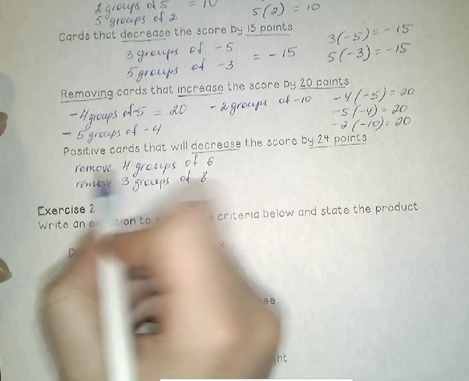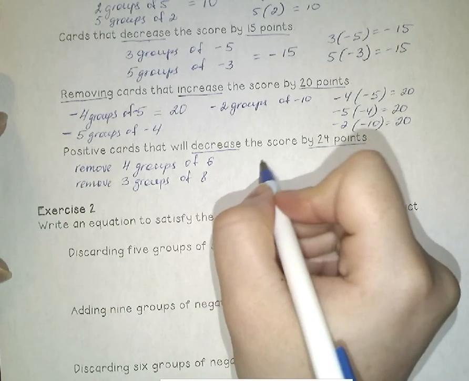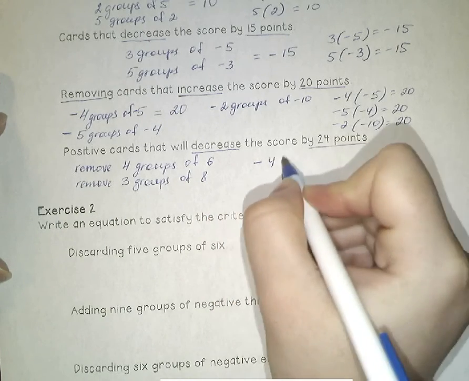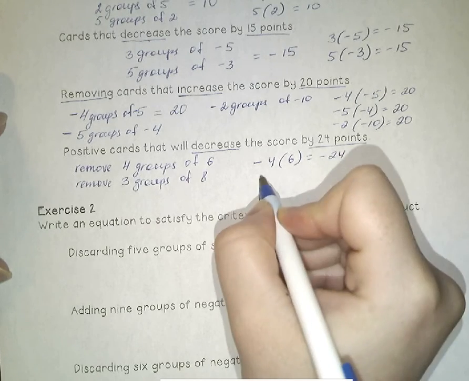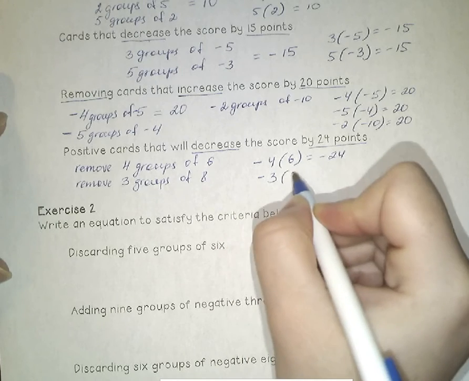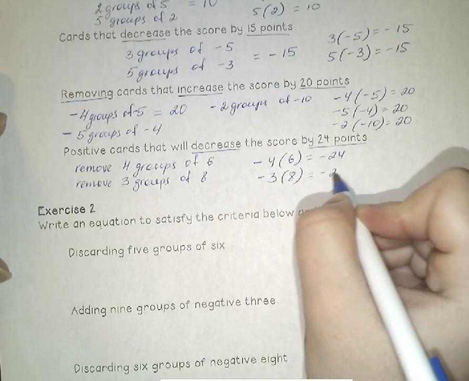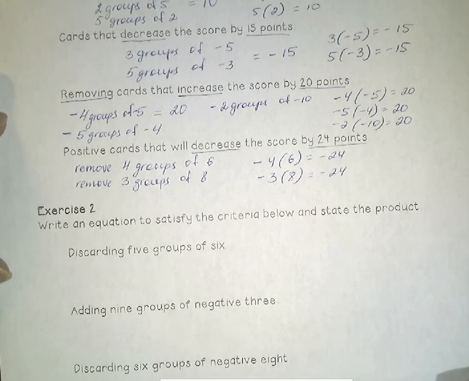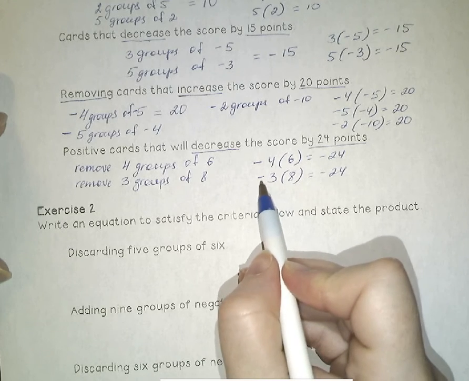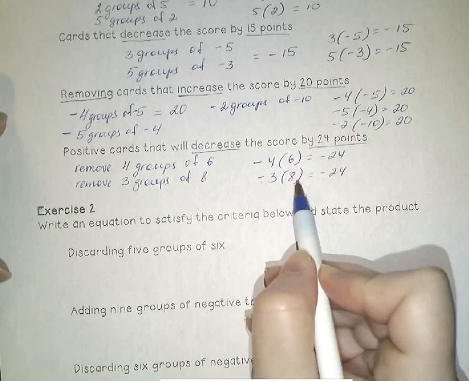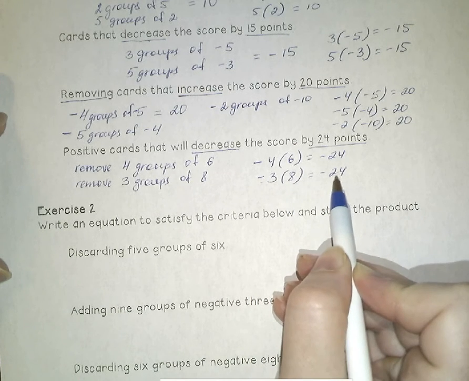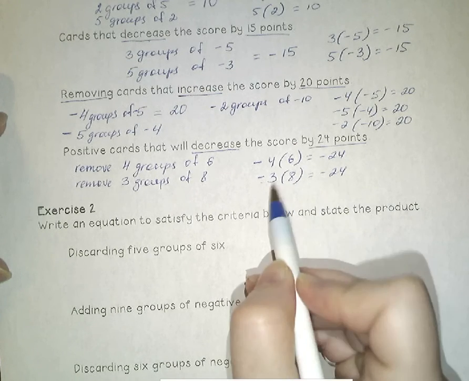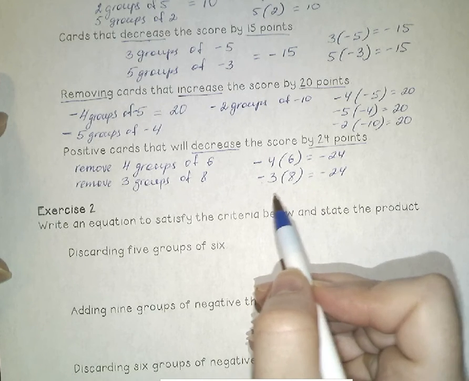So when I remove, that's going to be a negative action. -4 times 6 will equal -24. -3 times 8 will give you -24. That is important to know. Again, when we are multiplying numbers with different signs, our score is negative because it results in the score going down when I'm taking positive cards away.